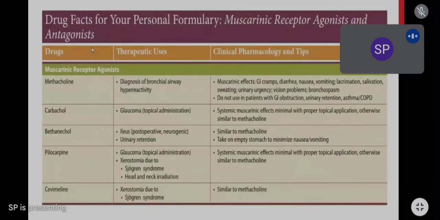So, some clinical points from Goodman and Gilman. I have taken this image from the Goodman and Gilman clinical pharmacology textbook. You can refer to that textbook for better understanding. See, some clinically used muscarinic agonists. Muscarinic receptor agonists are also called parasympathetic mimetics. These drugs act particularly on muscarinic receptors. They are not acting on nicotinic receptors.